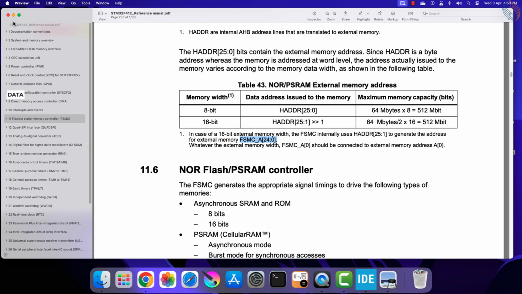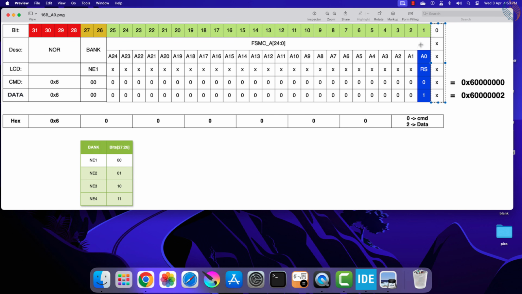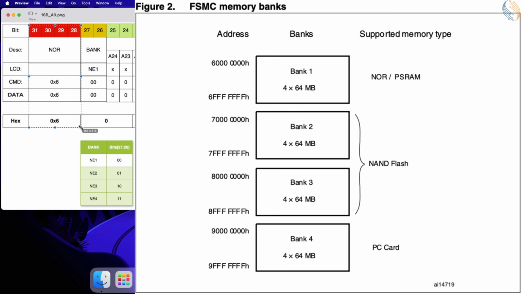So if I use the register select as A0, this is actually seen as bit 1. Now to send the command, this bit should be 0, and to send the data it must be 1. This setup will make our least significant 4-bit nibble 2 hex while sending the data, and it will remain 0 for the command. The higher 4 bits of this 32-bit address are used to select the FSMC bank. We are using bank 1 for the NOR flash, so this data will be fixed to 6 hex. You can see the details in the image shown.